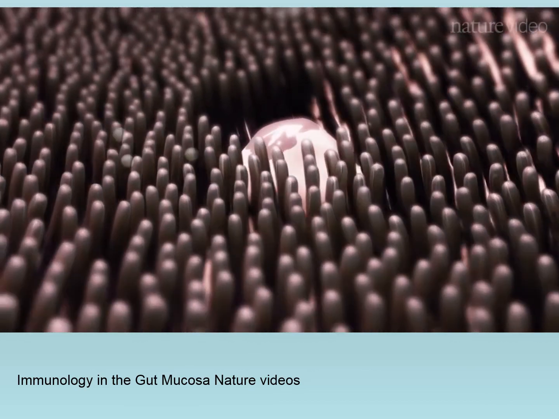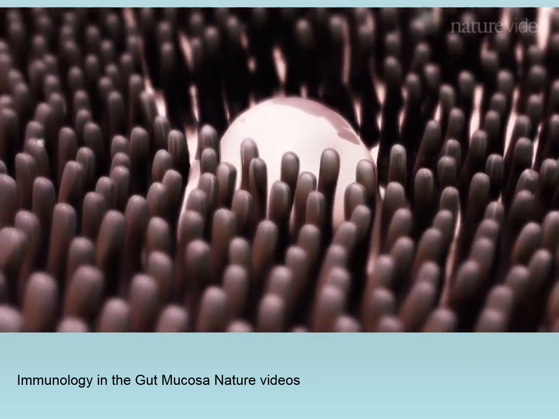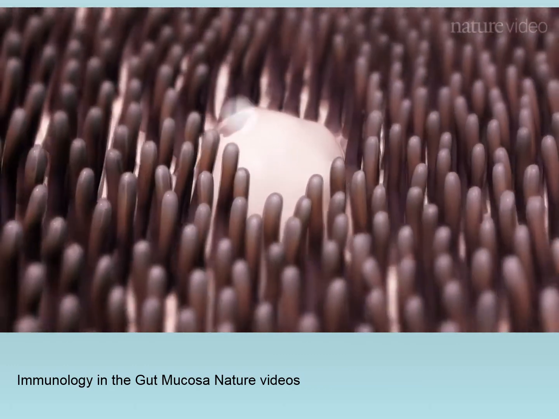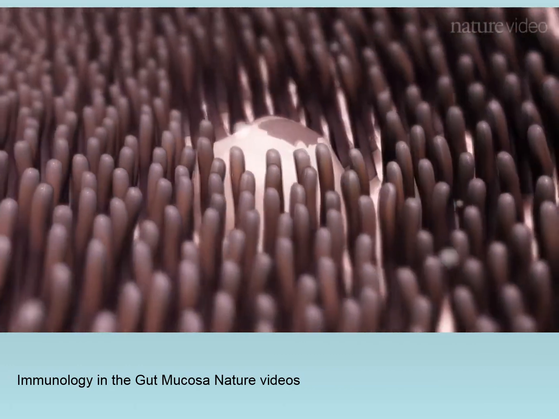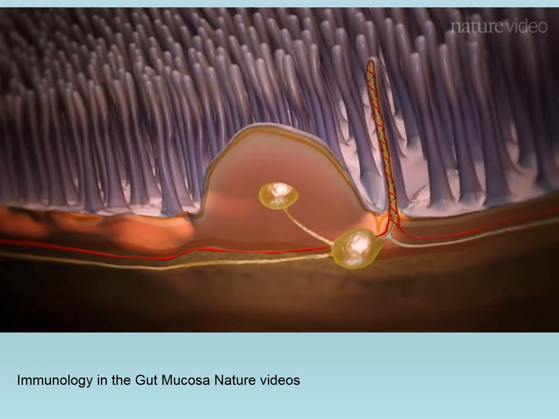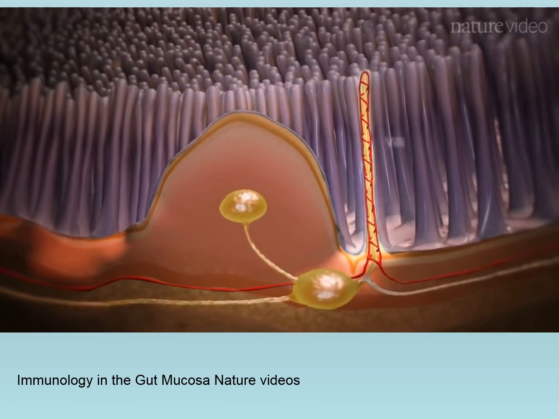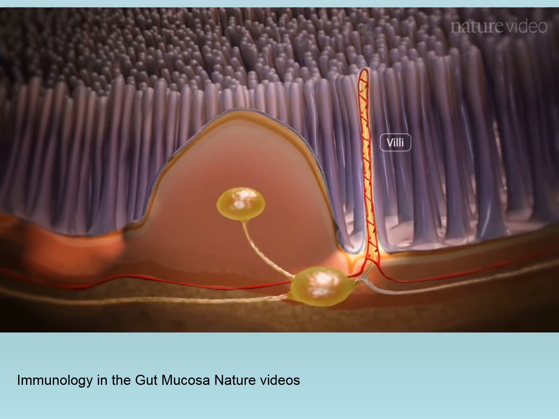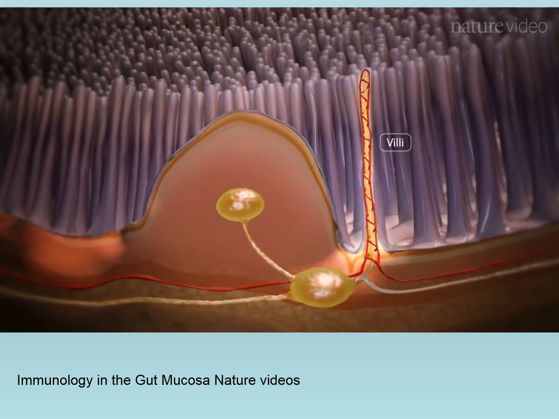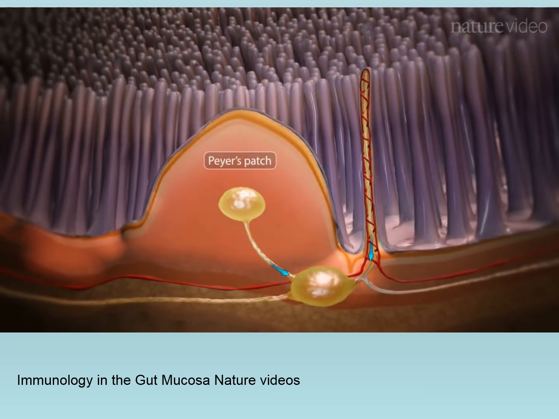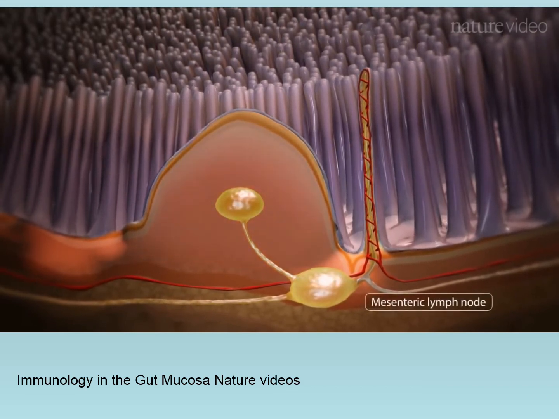Scattered along the intestinal mucosa are dome-like structures called Peyer's patches. These are enriched in lymphoid tissue, making them key sites for coordinating immune responses to pathogens whilst promoting tolerance to harmless microbes and food. The villi contain a network of blood vessels to transport nutrients from food to the rest of the body. Lymphatics from both the Peyer's patches and villi drain into the mesenteric lymph node.